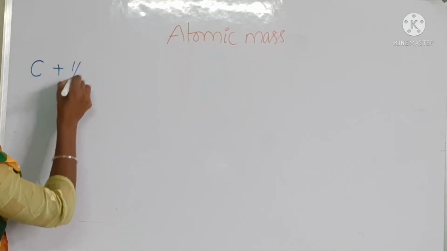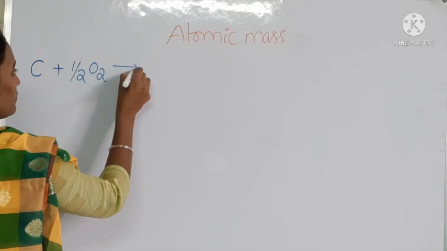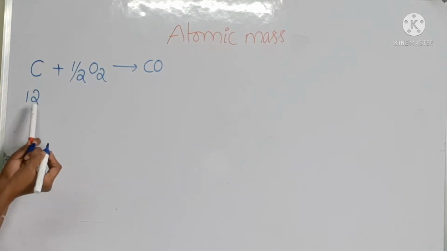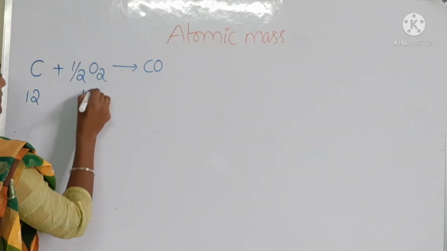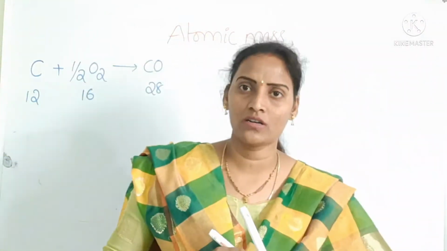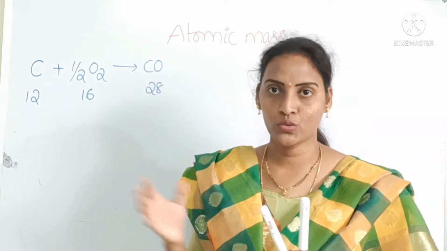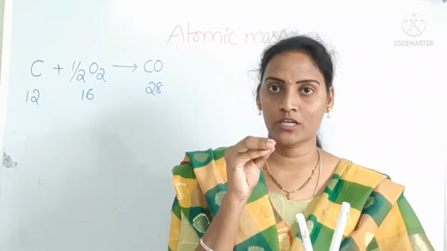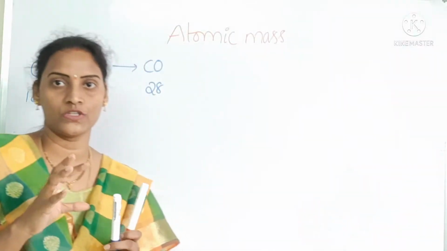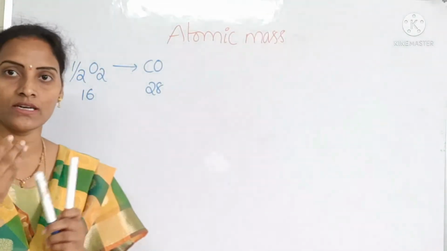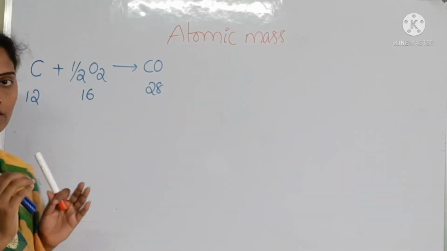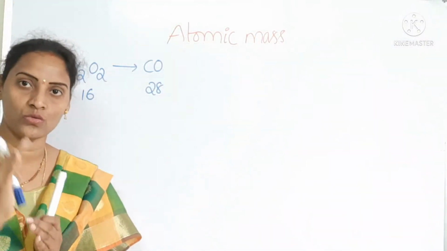Carbon reacting with oxygen, students, will form carbon monoxide. Here carbon's weight is 12 grams and oxygen's weight is 16 grams. It is 28 grams, students. Here I think it is better not to use grams, because we use the term grams while learning the mole concept. For easy understanding we are going to use parts here: 12 parts, 16 parts, 28, like that, while learning only atomic mass.